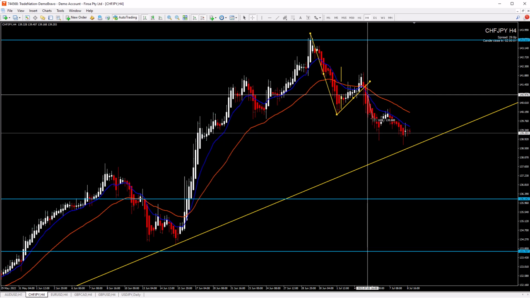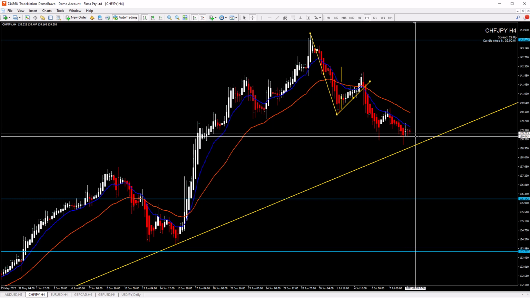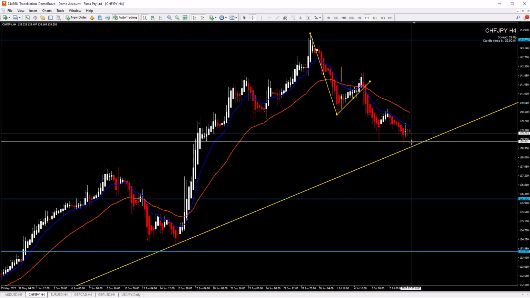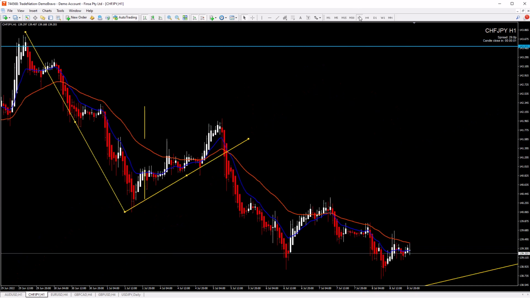First target was hit really fast, and now the second one, it shouldn't, maybe it's hit, or if not, you have to watch this pair and close it manually, okay, because we are close to this level. So we had this scenario on the lower time frames. Unfortunately, we didn't have anything, only 4-hour time frame.